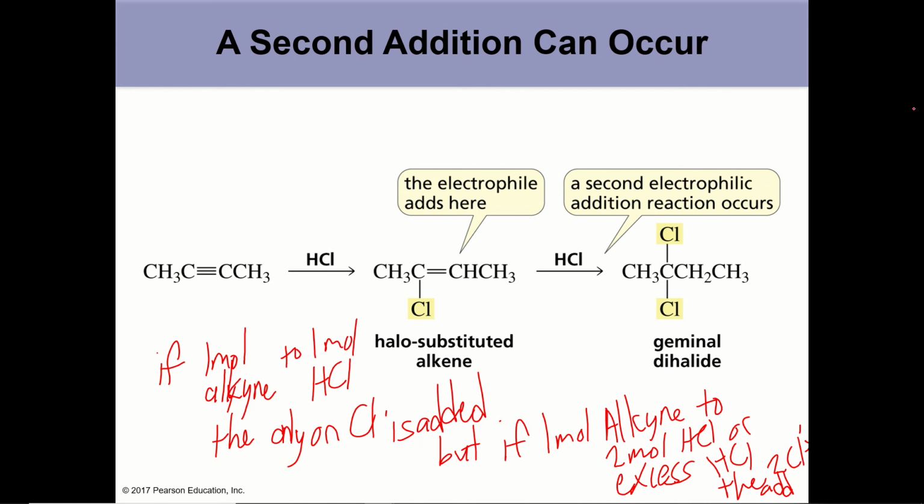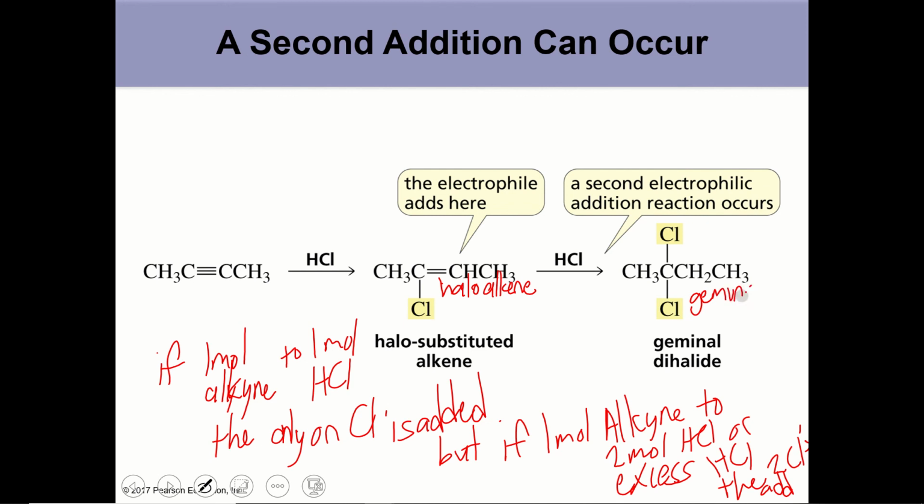We're going to end up, if we have a 1-to-1 ratio, okay, we add 1 chlorine and we stop at having a haloalkene, right? So this is a haloalkene in functional group. And if not, if we have excess HCl, then we're going to get what we call a geminal dihalide or a geminal dihaloalkane.